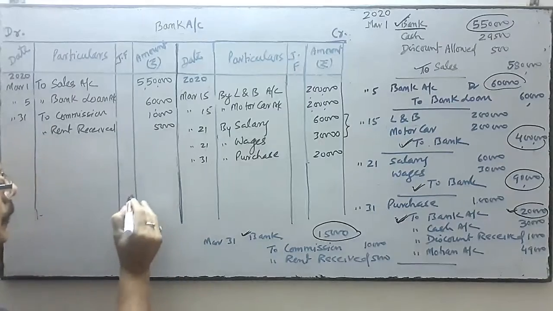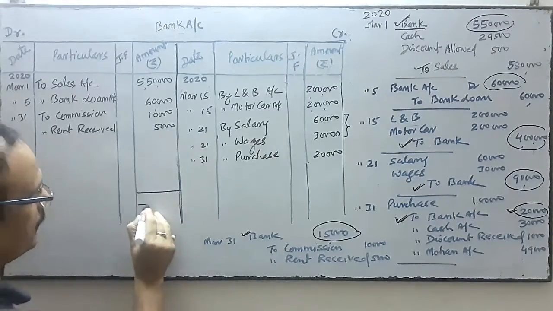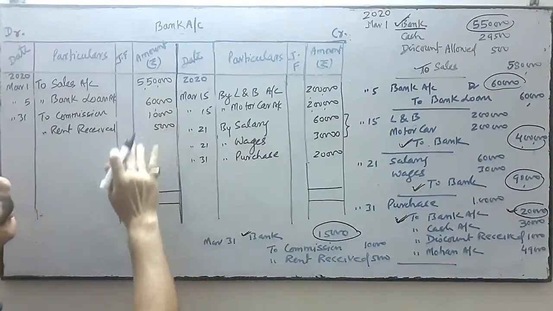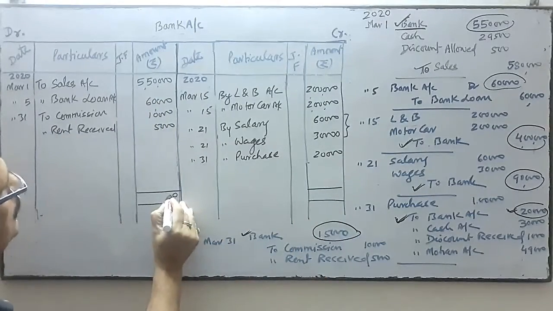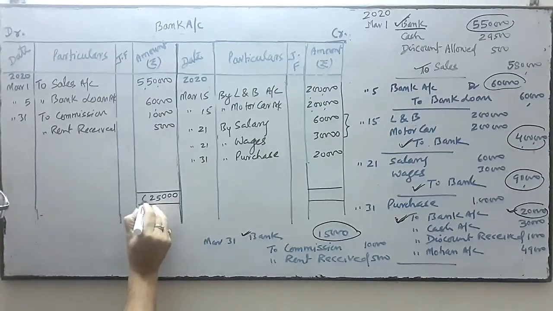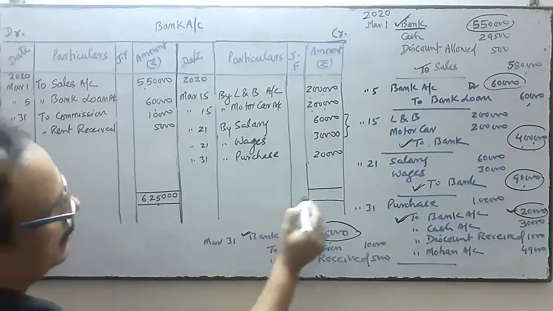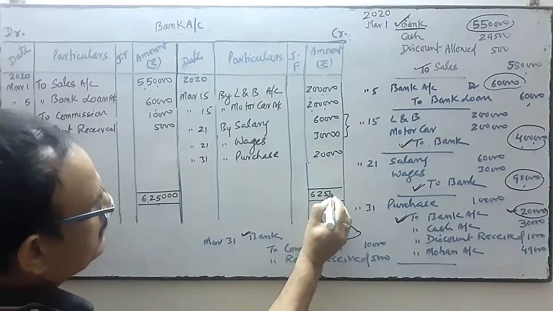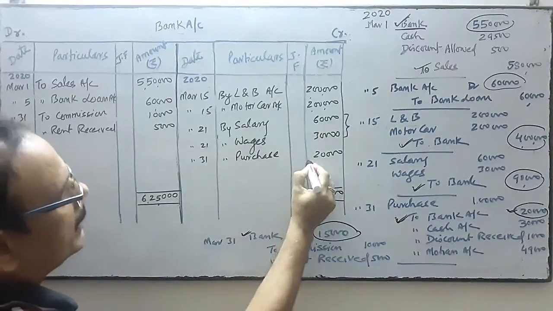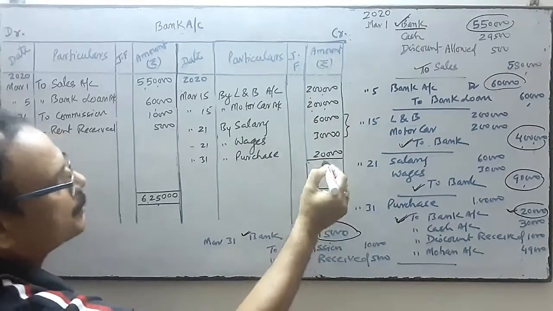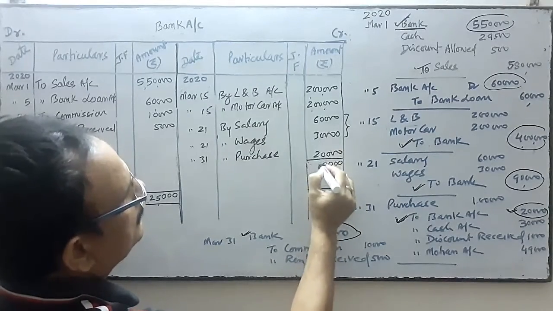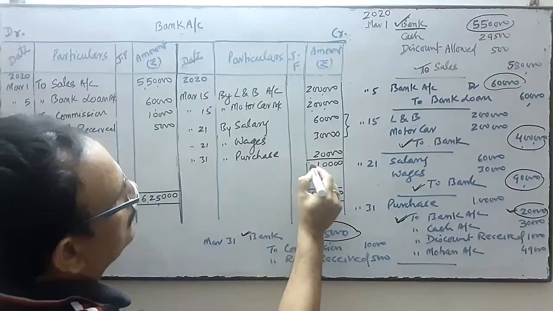Now the same thing we'll do. We'll see which side is more and which side is less. We do the total. This side total is more. So we do the total of this side first: 6 lakhs 25,000. Same figure we will write over here, 6 lakh 25. Now I find out the difference. For finding the difference, I do the total of this side: 5 lakh 10.